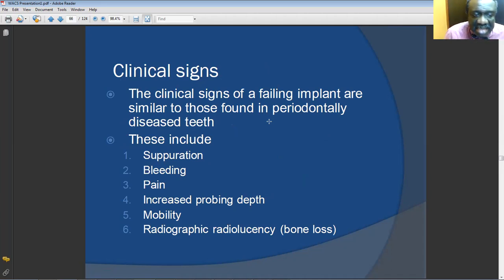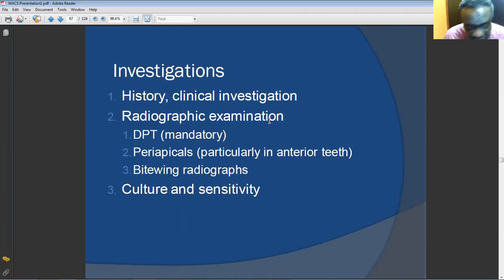The clinical signs that you see of a failing implant are similar to those that you find in periodontally diseased teeth, and these include suppuration and bleeding. Very rarely will there be pain because implants do not have nerves. Then there is increased probing depth, there will be mobility, and there will be radiographic evidence of bone loss.